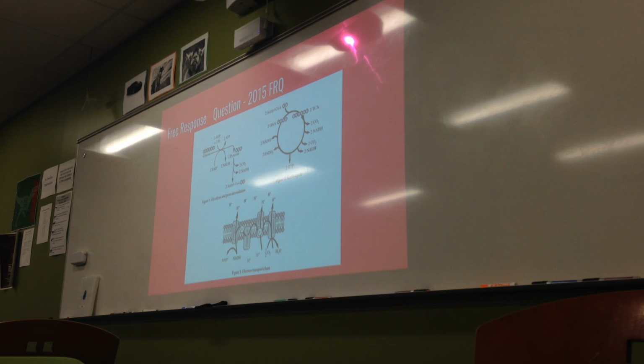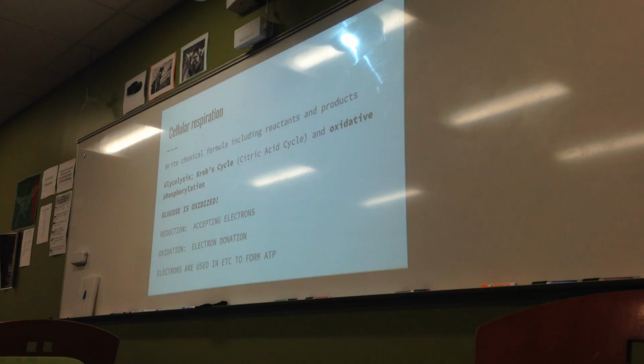Cellular respiration. We've got three main parts: our glycolysis, our Krebs cycle, and our electron transport chain with oxidative phosphorylation. Be familiar with those. Be sure you can write the general chemical formula, not necessarily the numbers and all the coefficients, but just know what goes in, what goes out to the large process. Make sure you're familiar with what happens in glycolysis, what happens in the Krebs cycle, or also citric acid cycle, and oxidative phosphorylation. Remember that glucose is oxidized, and that in our reduction we have something accepting electrons. In oxidation we have something donating electrons.